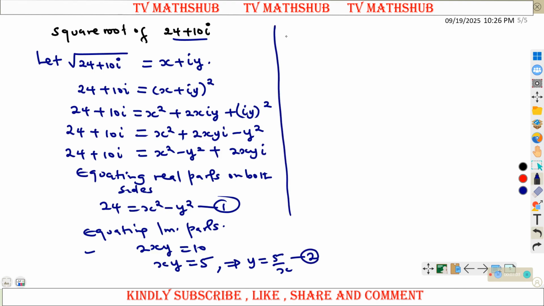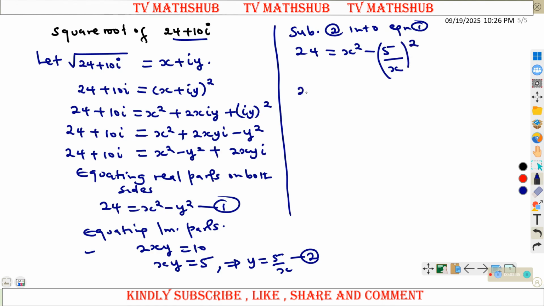From equation 1 and 2, we shall be in a position to get the values for x and y. So let us substitute equation 2 into equation 1. When we do that, we shall have 24, which is equal to x squared minus 5 divided by x, but the whole of this is squared. So this will be 24, which is equal to x squared minus 25 divided by x squared.